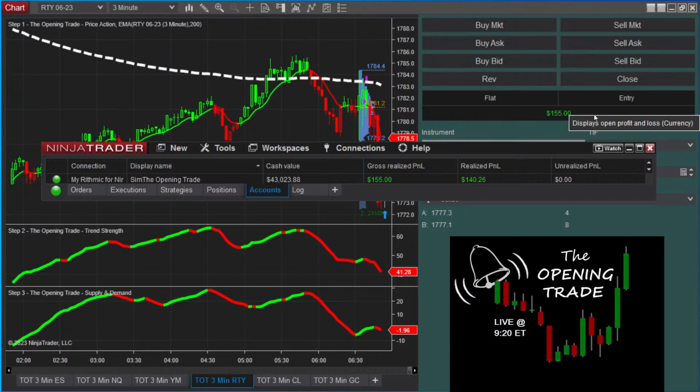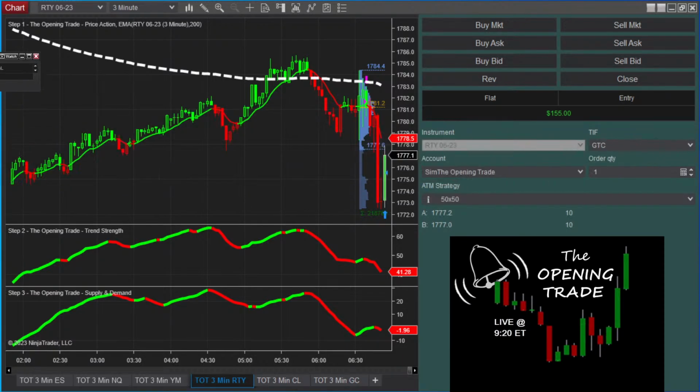So we are up 155 for the day. We had 2 winning trades, 1 loser. No manual because I didn't feel comfortable taking any. So here is our growth. It matches this. And then remember, we have to pay the fees for our trades. So we're up 140.26 after paying the fee schedule. Make sure you understand your fee schedule from your data provider.